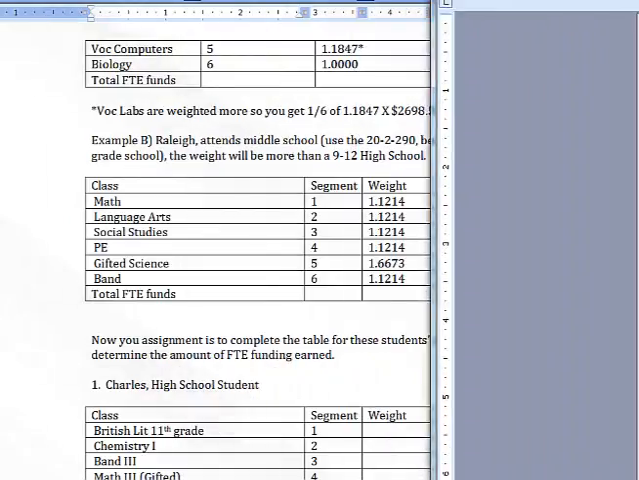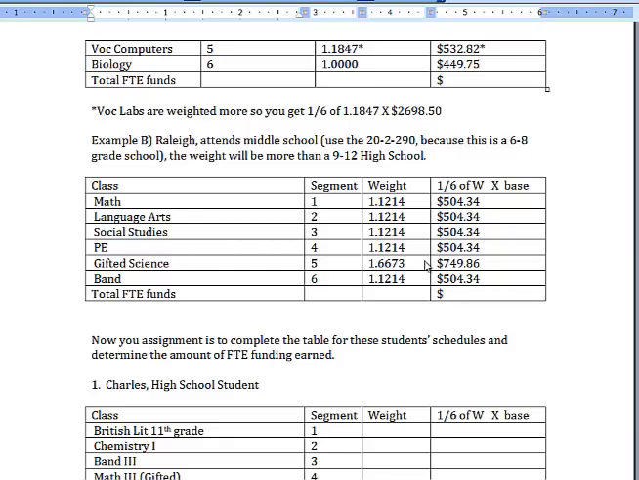1.6673. So I take that figure and put it here and multiply it times the 504, which is the basic, and I get $749. When I add those all together, then I should come up with how much that student is bringing in for that school year. Now, that's how you would do that.